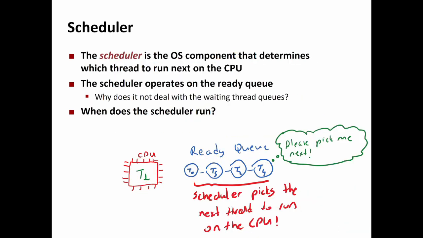Now let's move on. We call the scheduler the operating system component that determines which thread to run next on the CPU. Now it operates on the ready queue as we have seen. Okay, it doesn't deal with the waiting threads. Why? Because even if the CPU is allocated to these threads, they will not be able to execute. Okay, so that's why it only operates on the ready queue.